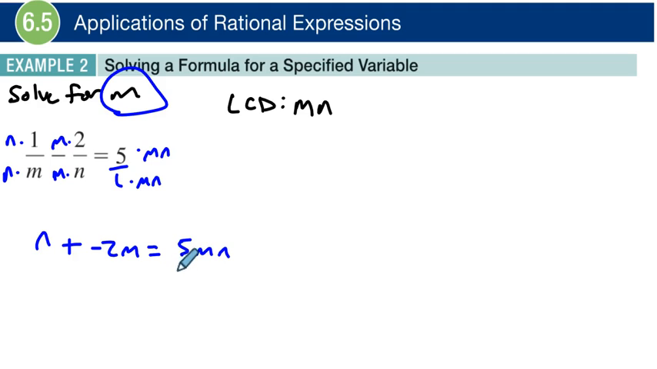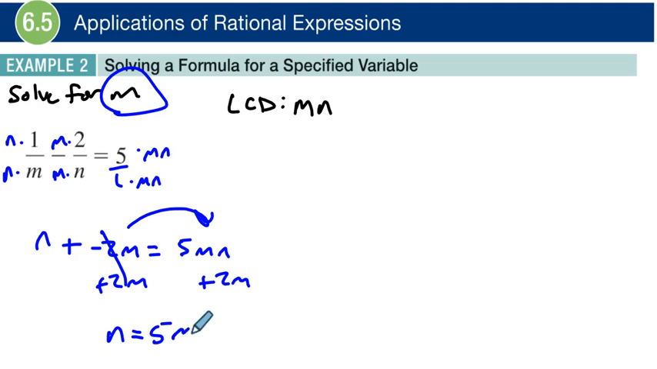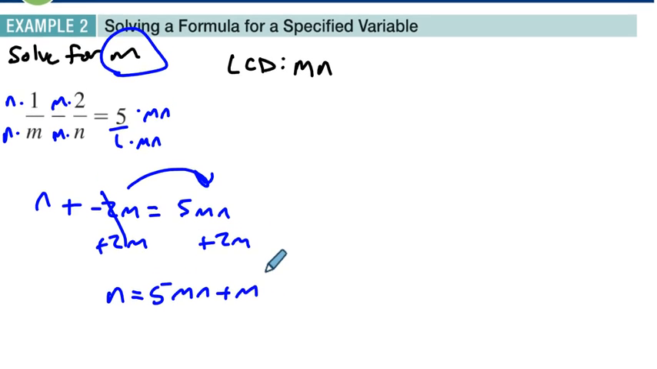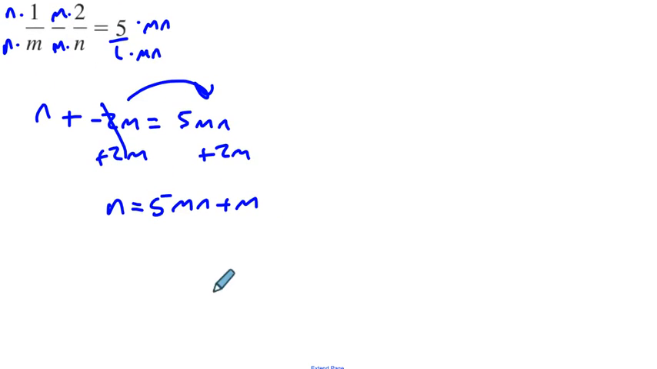So a lot of times you're going to have to use factoring. So put all of the terms that involve m on one side. So I'm going to move this over here, and I'm going to be factoring out that one. So 5mn plus m. As you can see here, if I factor out the m, then I can have one term m as I try to isolate it.